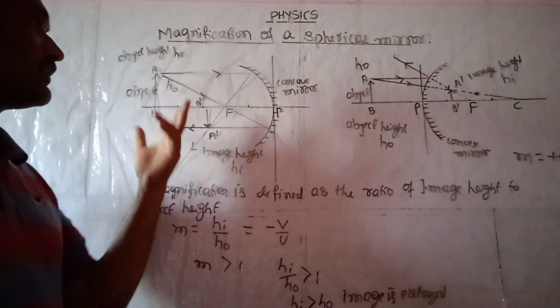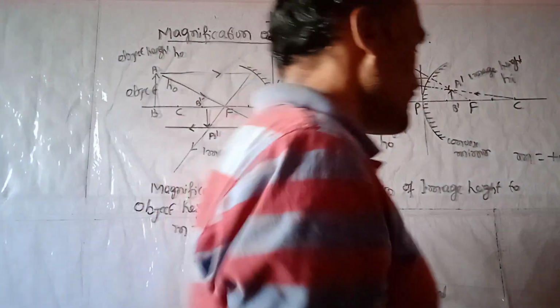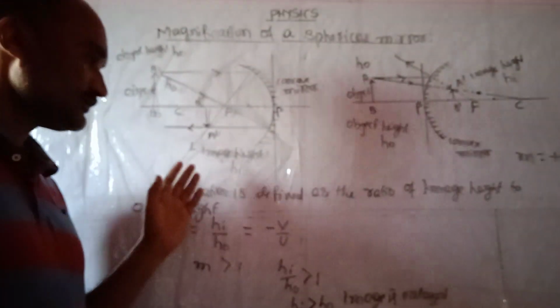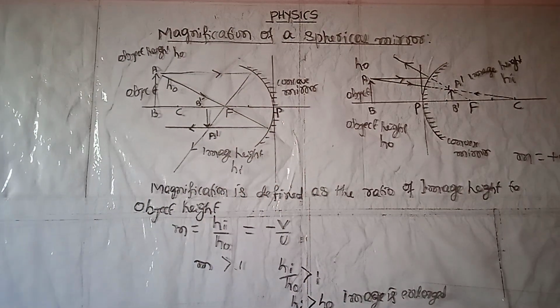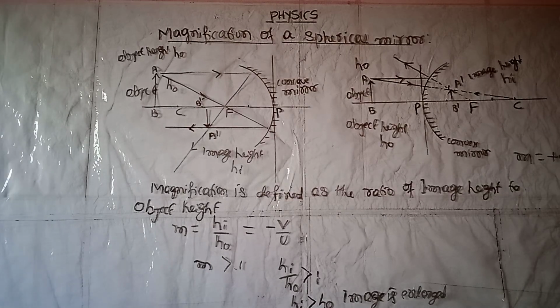In a concave mirror, magnification can be positive, and sometimes it may be negative also. These things you should know. I think it is a very easy concept.